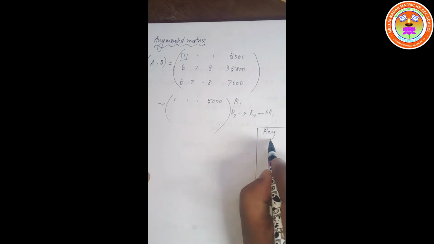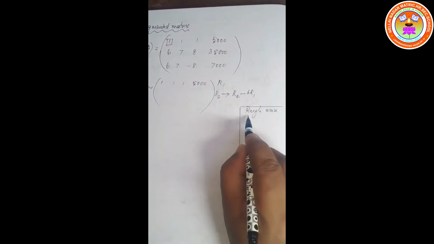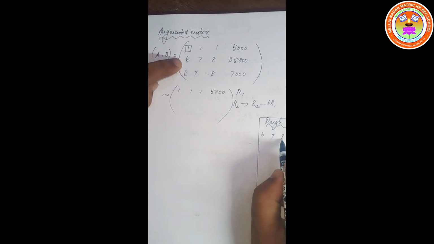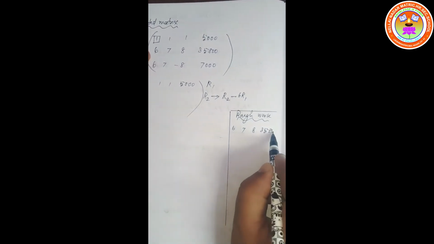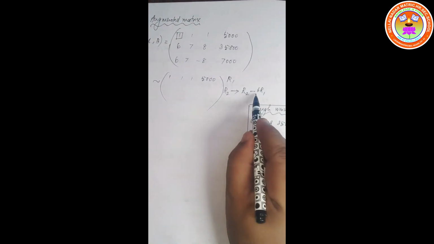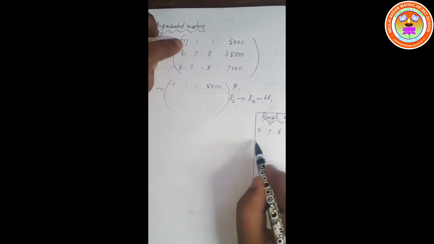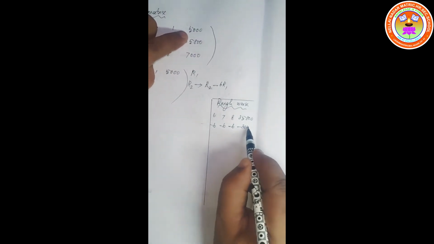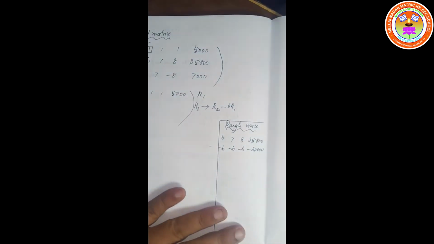Rough work. R2, write as it is: 6, 7, 8, 35,800. R1 should be multiplied by minus 6: minus 6, minus 6, minus 6. If you multiply by minus 6, you will be getting minus 30,000.